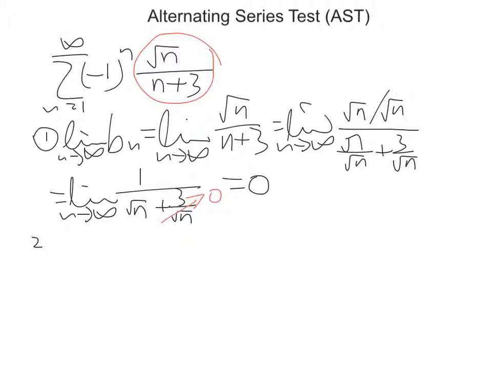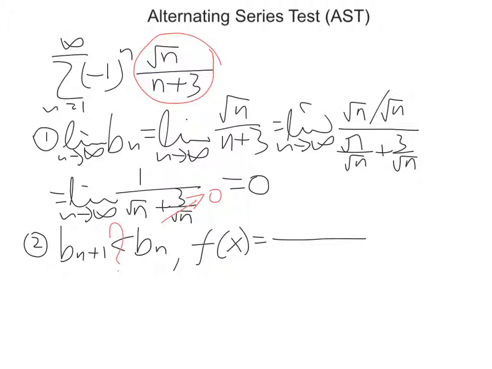And the second, we need to verify this is decreasing in terms of an infinite series. That means we like to know b sub n plus 1 is less than b sub n. We like to know whether this is true, so this needs to be verified rather than just stated. To do so, the easier approach is to define this as a function, the square root of x over x plus 3. We're going to take the derivative of this function.